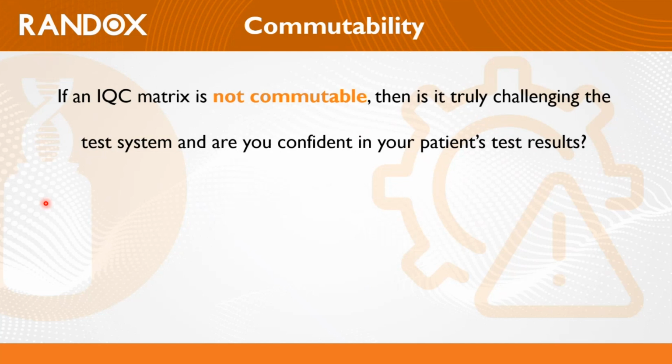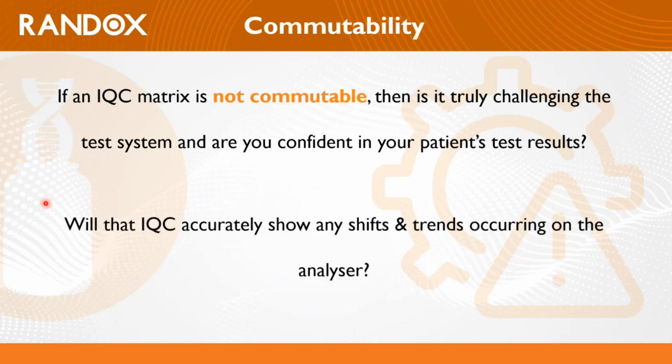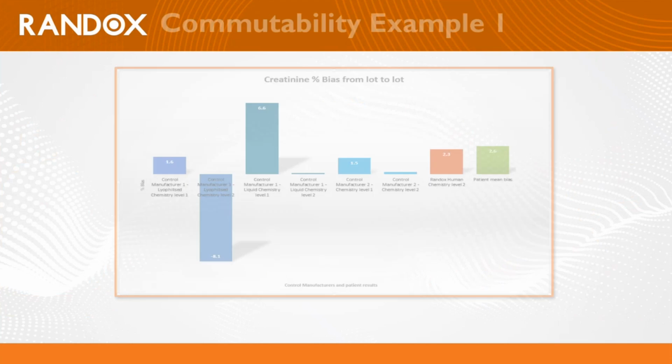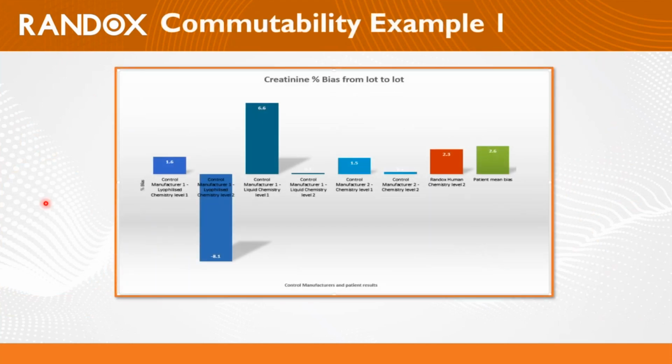If the control, especially for immunoassay and immunology, is made from bovine material or equine material, that's not going to be really commutable, because bovine and equine material have different ranges of concentrations. The matrix is completely different from a human matrix. It will not react to the immunoassay or immunology test that you're doing in the same way as a patient sample would react. Will the QC accurately show any shifts or trends occurring on the analyzer? Again, that's highly doubtful. And let me show you how you can quantify commutability.